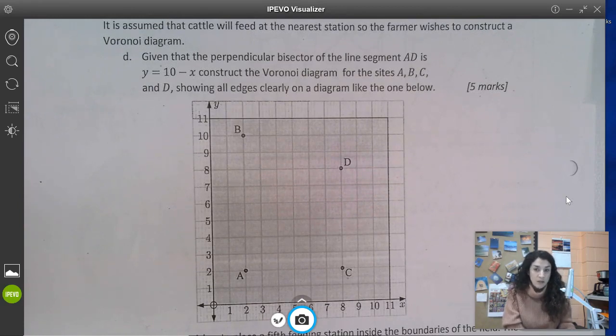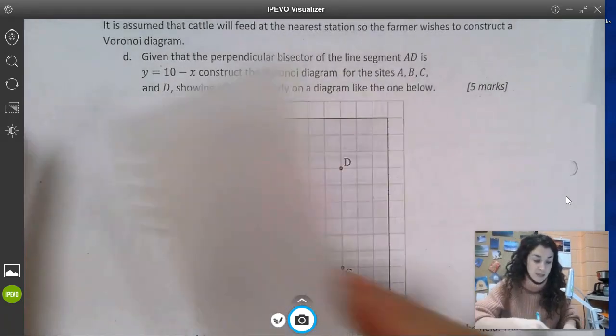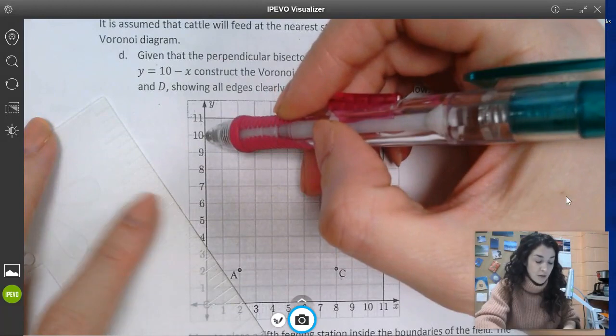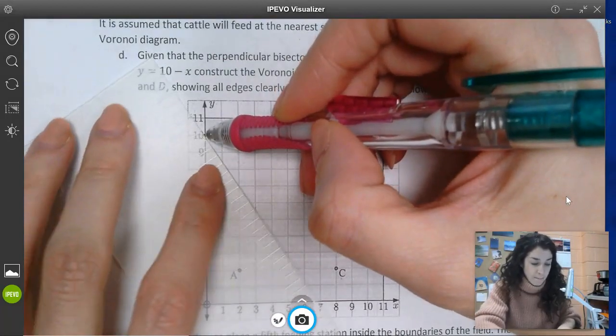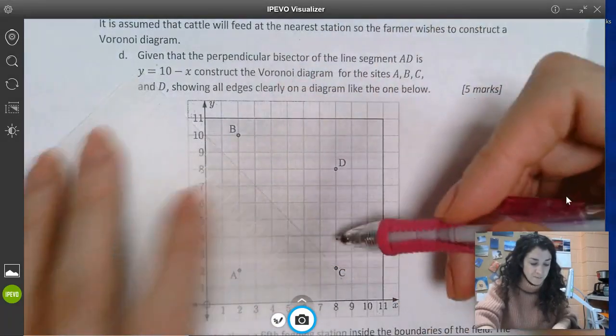And so this is a way that what we did earlier in our notes could be very helpful. We already have an equation for one perpendicular bisector, which is AD. It's in mx plus b form, so hopefully it feels pretty easy to graph. The y-intercept is 10. The slope is down 1, right 1. So it looks something like this.